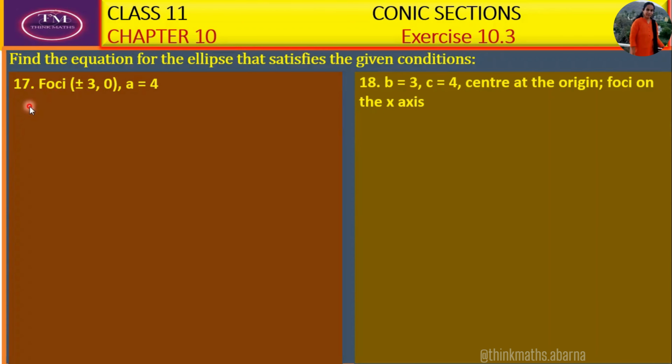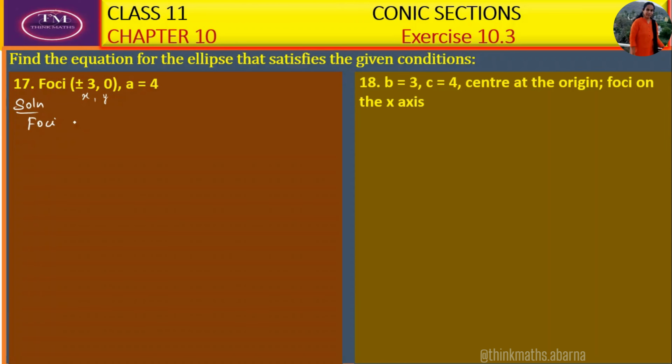So the 17th one, here also we have to find the equation of the ellipse. Foci is given, it is plus or minus 3 comma 0 and the value of a is 4. Now if you see the foci, it is plus or minus 3 comma 0. That means x coordinate is there, y coordinate is 0. That means foci is on x axis. So major axis will be x axis.